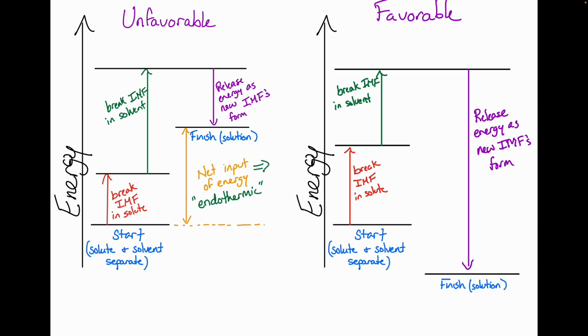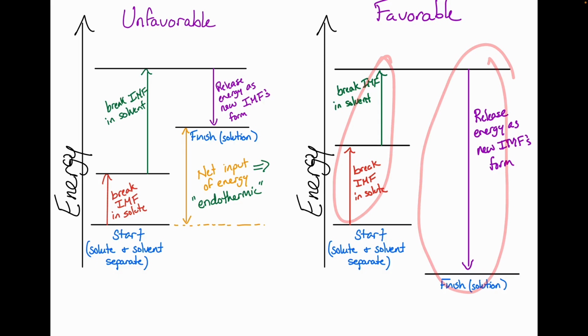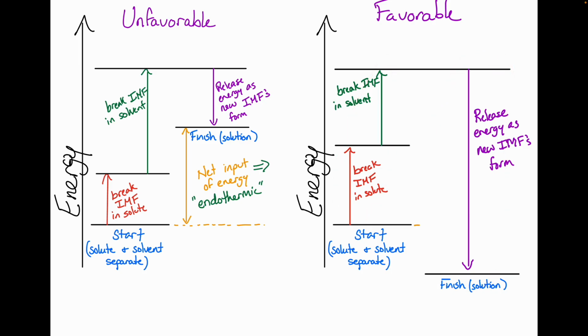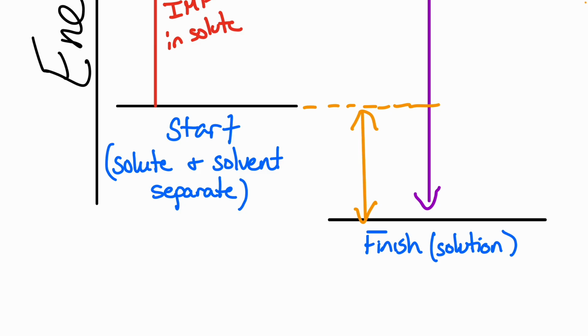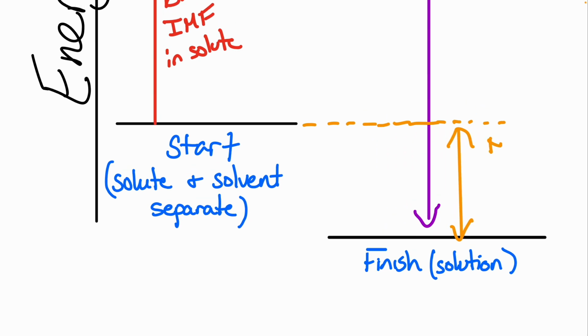Did this require a net input of energy? Yep. We had to put in energy, but what about a net input of energy? No, right? I ended up getting more energy out than I had to put in. So if I just look at the simple difference between where I started and where I finish, this is a net output of energy, or what we call an exothermic mixing.